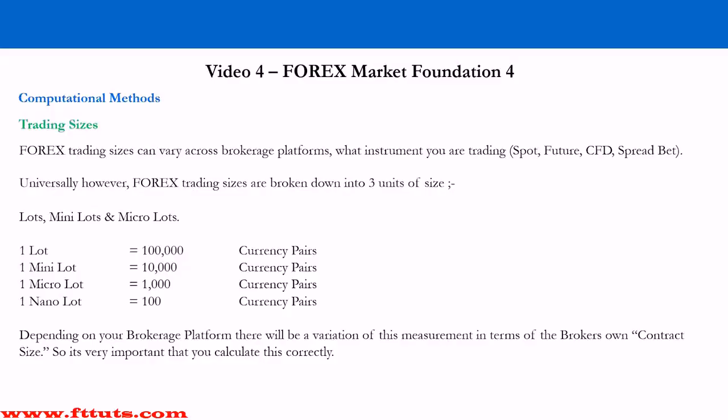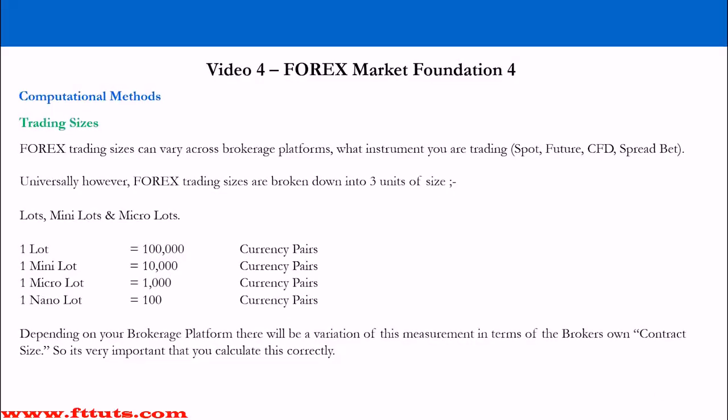So it's pretty important that you have a foundation of understanding of what the different sizes are so you can apply this to any trading platform. So one lot is 100,000 currency units, one mini lot is 10,000, one micro lot is 1,000, and a nano lot is 100.